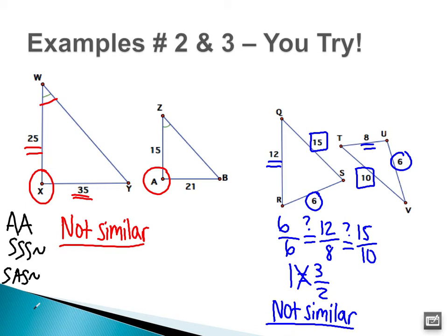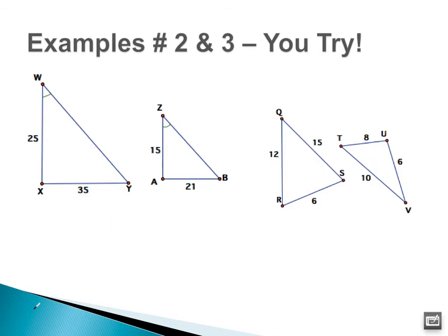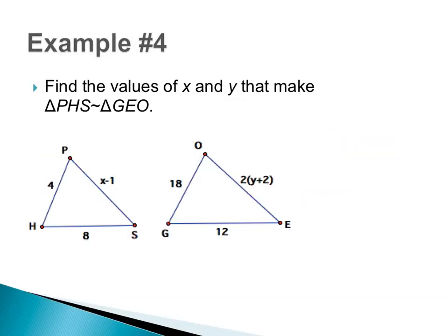Okay, let's move on to our last example. Okay, so example 4 says find the values of x and y that make triangle PHS similar to triangle GEO. I have 3 pairs of sides, so with this we're going to be working with the SSS similarity theorem, which says all the sides should be proportional, or all the corresponding sides should be proportional.